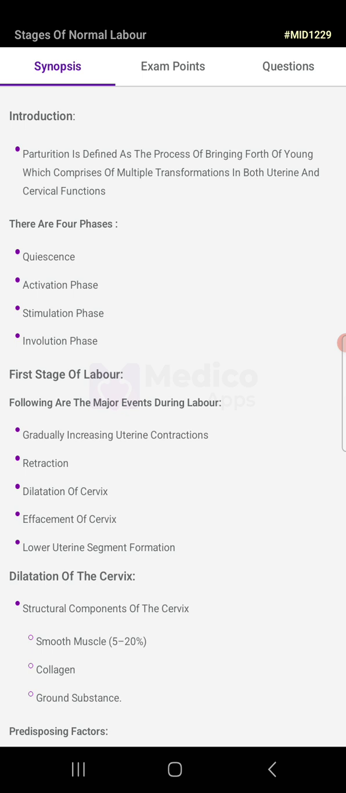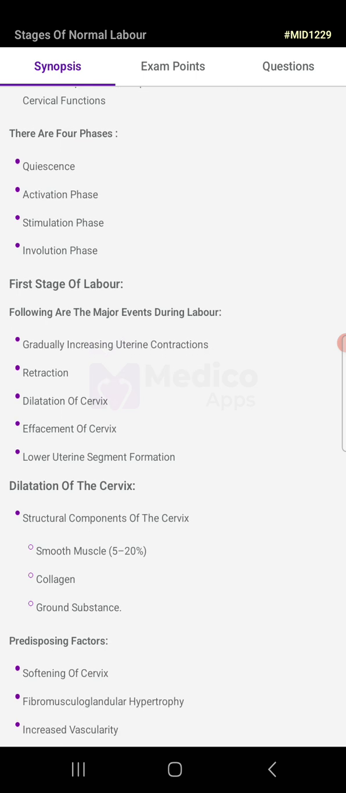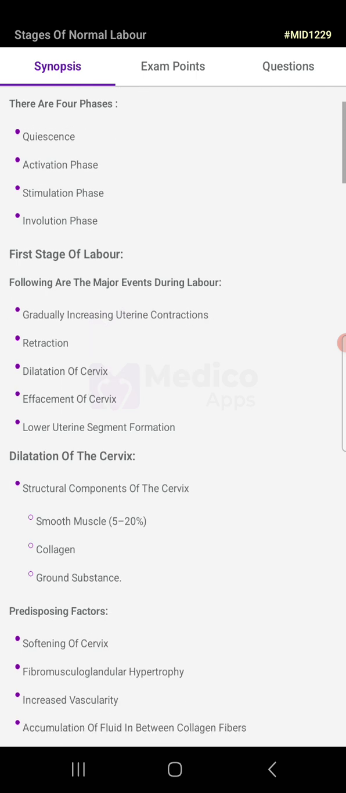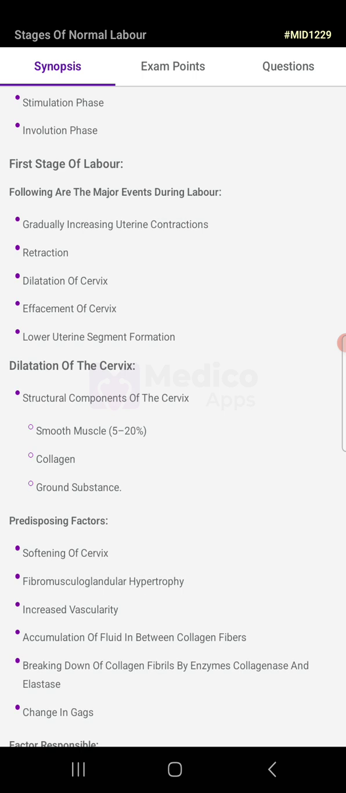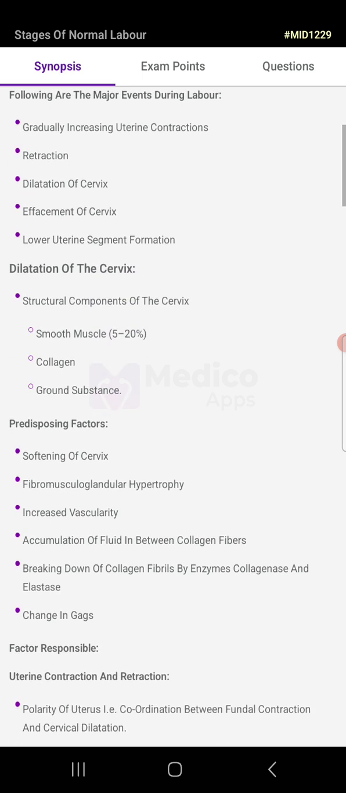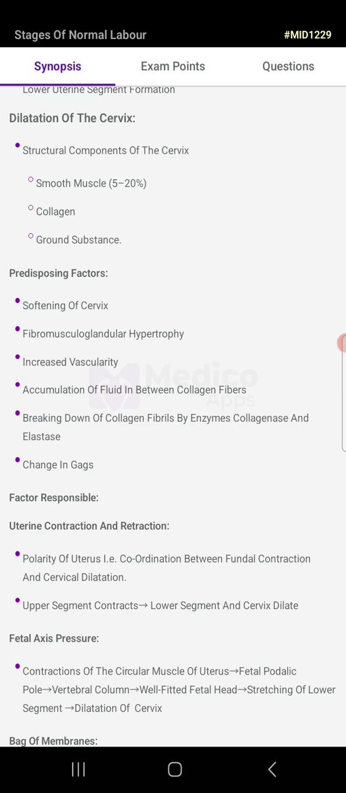Gradual increase in uterine contraction and retraction, dilation of the cervix, effacement of the cervix, lower uterine segment formation. Dilation of the cervix: structural components of the cervix are smooth muscle 5 to 20%, collagen, and ground substance. Predisposing factors include softening of the cervix, fibromuscular glandular hypertrophy, increased vascularity, accumulation of fluid in between the collagen fibers, breaking down of the collagen fibrils by the enzymes collagenase and elastase, and change in the GAGs.